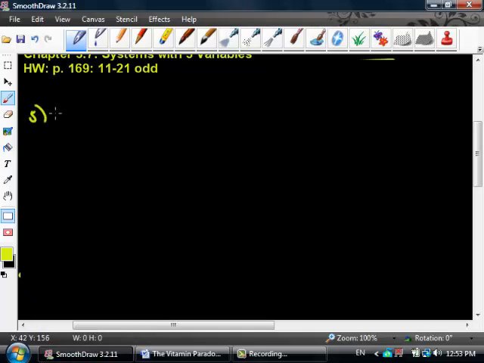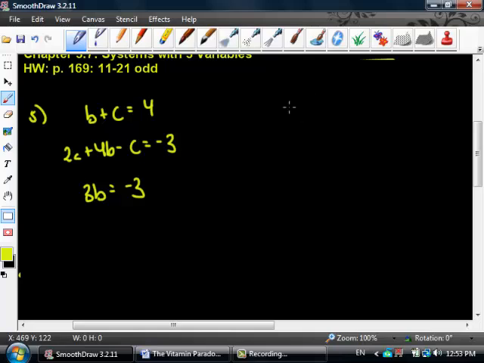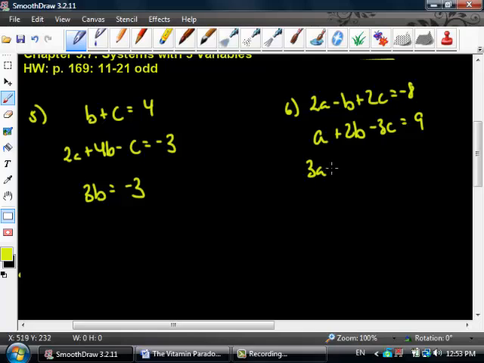Okay, here comes number 5. B plus C equals 4. That's the easy one. Here comes the hard one. Or the longer one. Okay, go and take care of those 2.